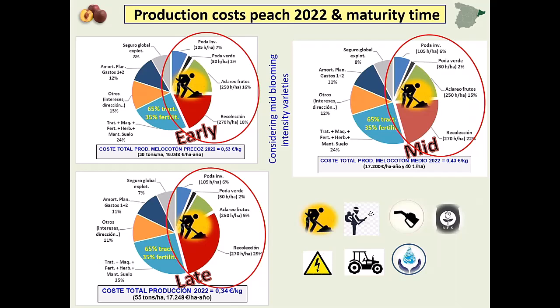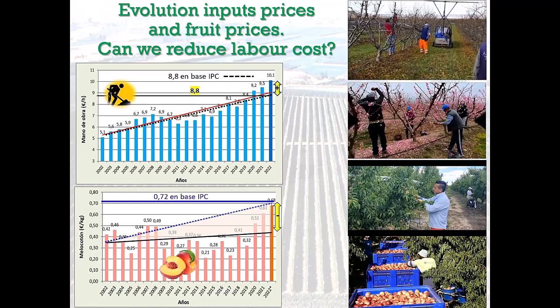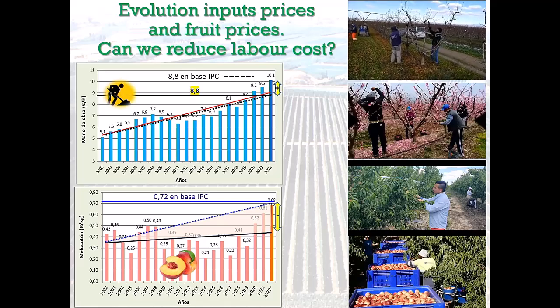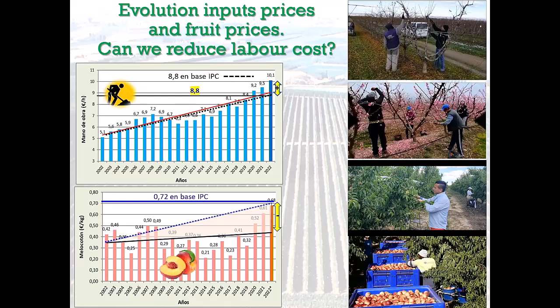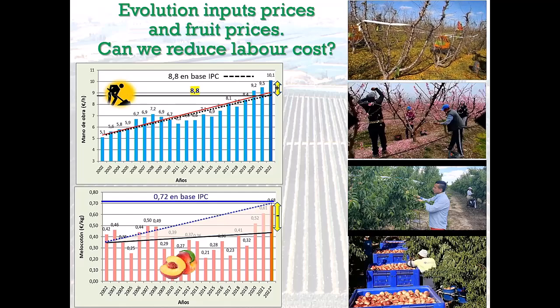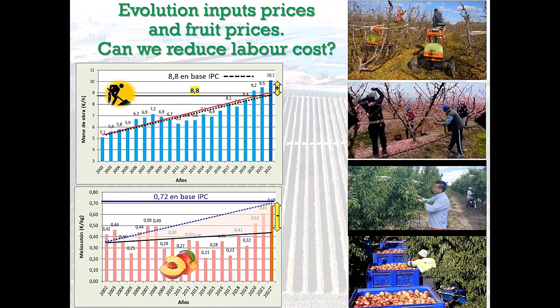So for us, the cost for the mid-season variety is 43 cents, and you can see here the cost per hectare is around 17,000 euros per hectare. It's a huge cost, of course. Okay, it's better like this. So you can see here how the cost increased over the last years and how the prices are over the last 20 years. So it's something very different. You see the trend is completely different.